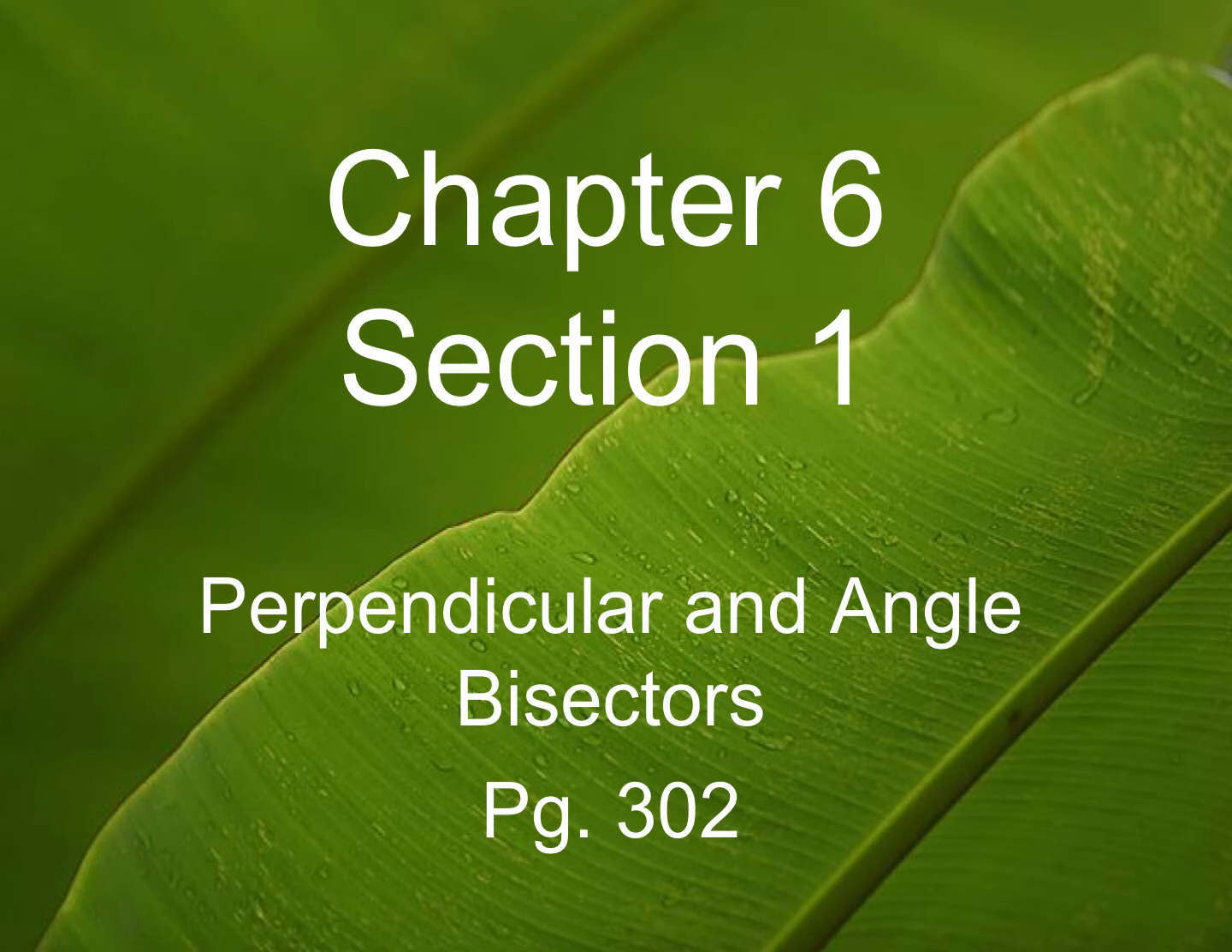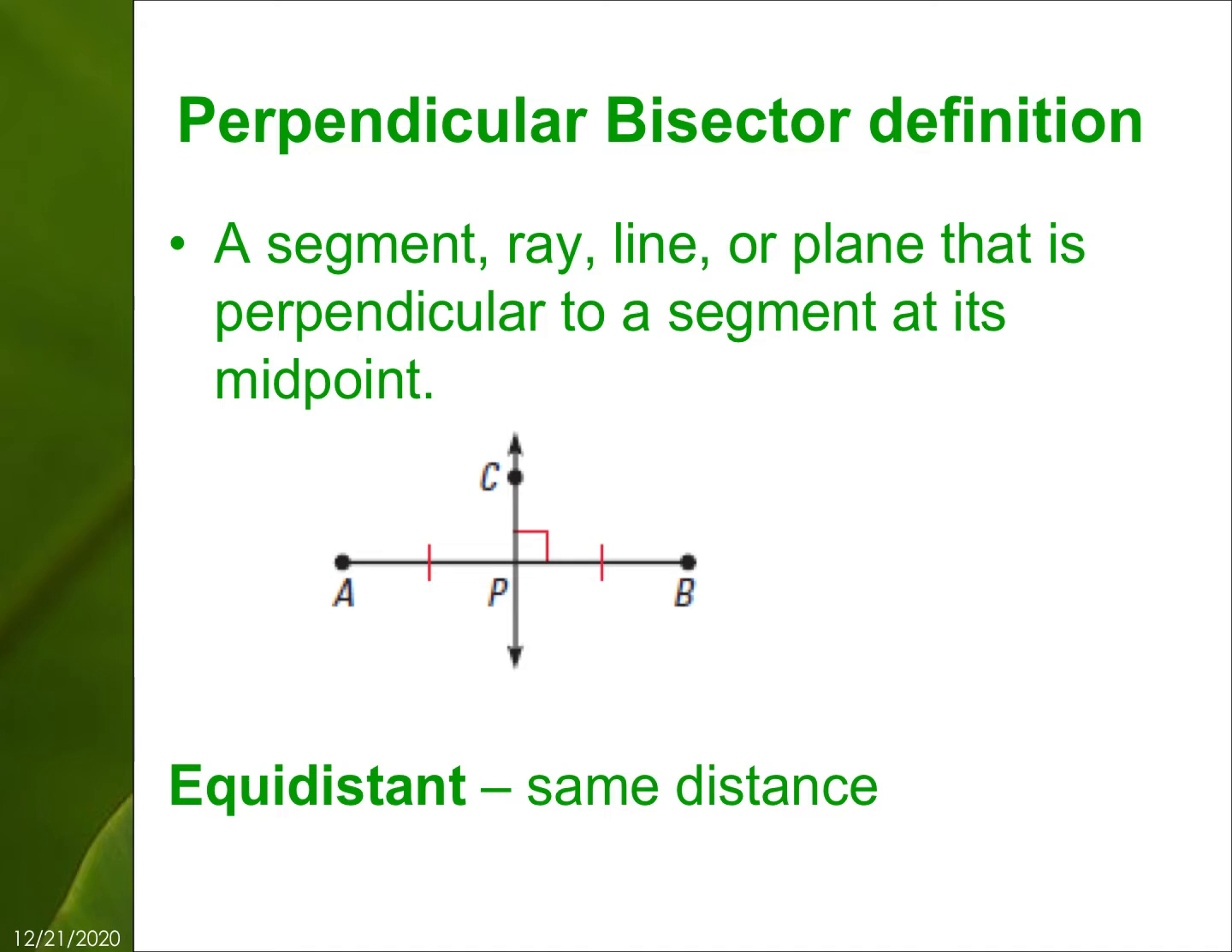So today we're going to start chapter 6. We'll cover section 1. Today we're going to learn about perpendicular and angle bisectors. So let's go ahead and define what a perpendicular bisector is. And again, we already saw this back in chapter 3. So now we're seeing it again.